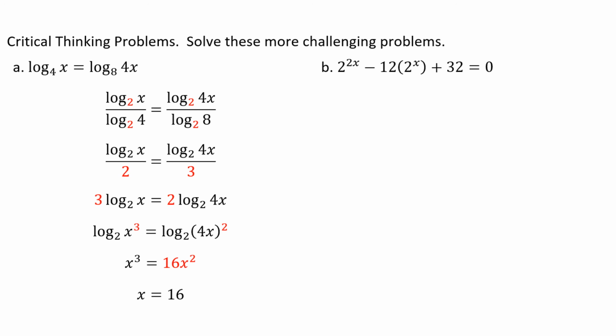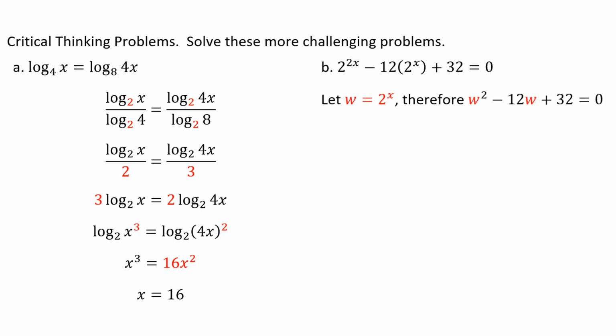In part B, we have 2 to the 2x minus 12 times 2 raised to the x plus 32 equals 0. This is a trinomial, and we have factored trinomials in the past. This seems a little bit more challenging. If we observe for a moment and try to look at some similarities to things we've done in the past, the 32 is a constant, and then when we work from right to left, the second term has 2 to the x, and then the third term, far left, has 2 to the x squared.